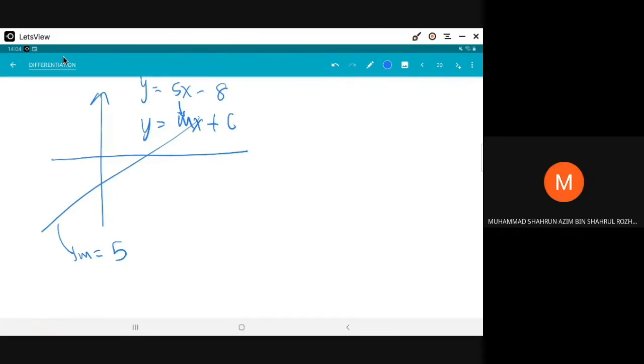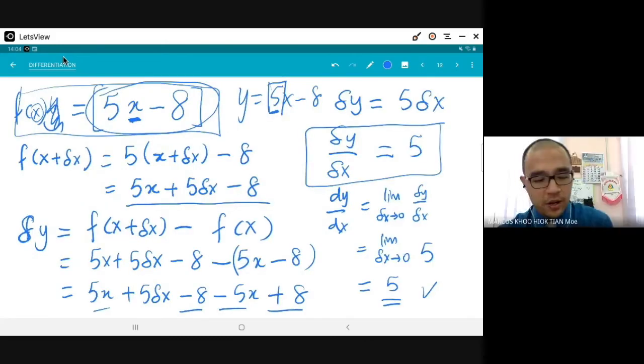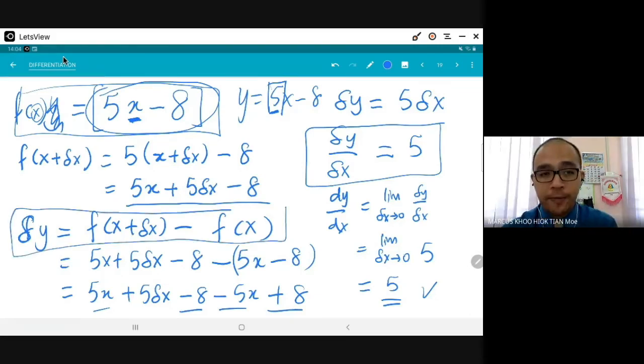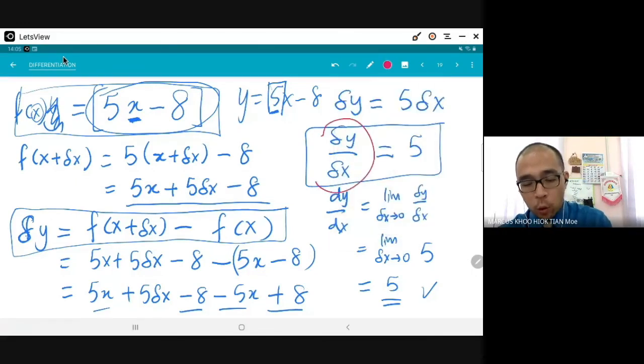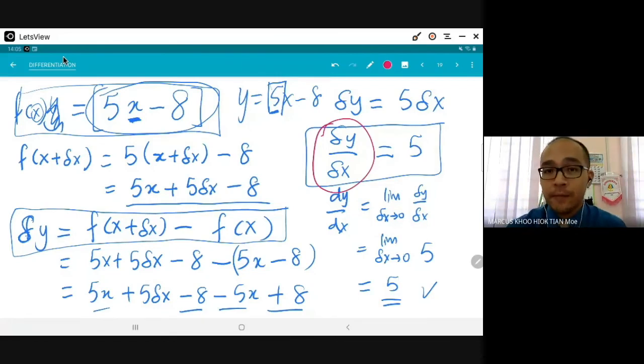Kan. Okay, fx so apa? x tambah del x. Okay, because we want to find del y. And this is the equation to find del y. The equation to find del y is f(x plus del x) minus f(x). That's kind of a standard equation lah. And the reason why we want to find del y is because we want to ubah supaya saya dapat del y over del x. Ini yang saya mau sebenarnya. That's my end game lah.